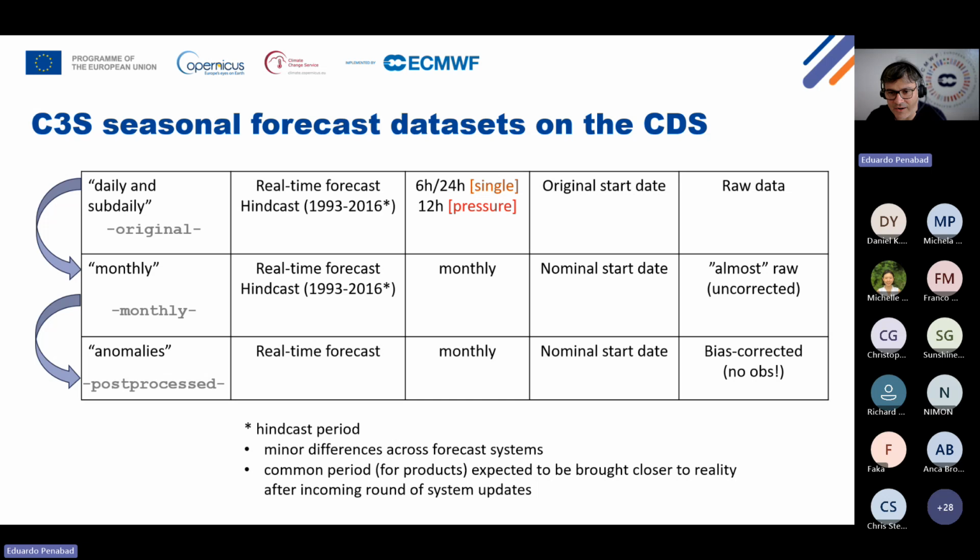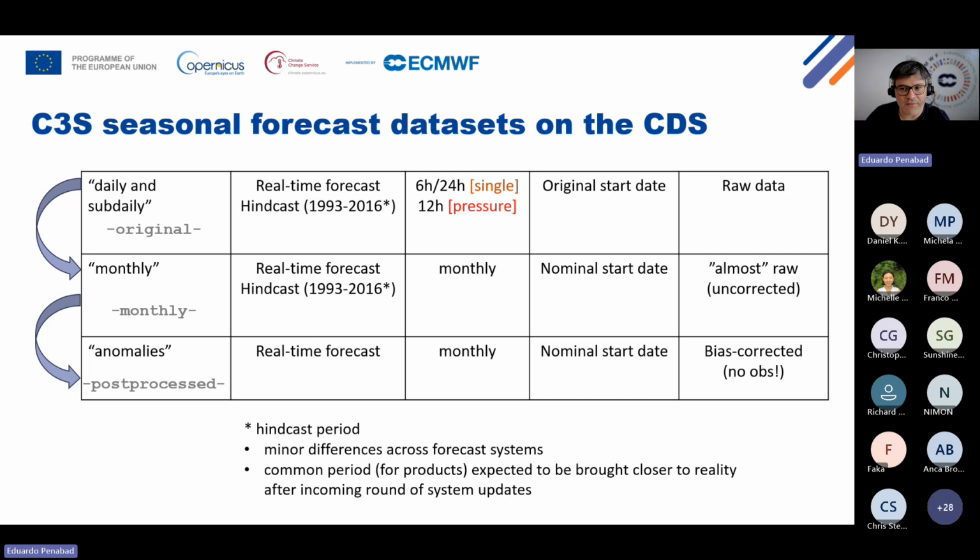Those dates are not exactly the same for all the systems. Some of them have some early years, some of them have more recent years. But at the very least, all of them have hindcast spanning that period, which is the one that we are currently using for all the products, for the anomalies and for all the graphical products.